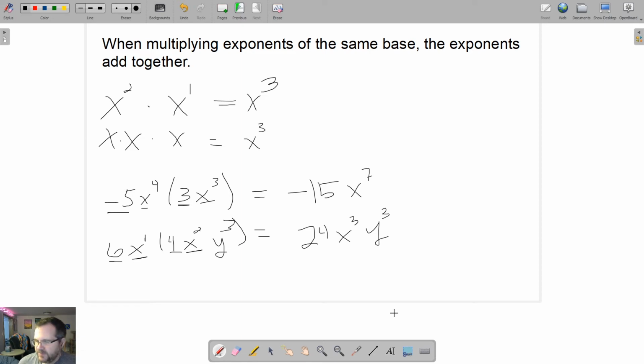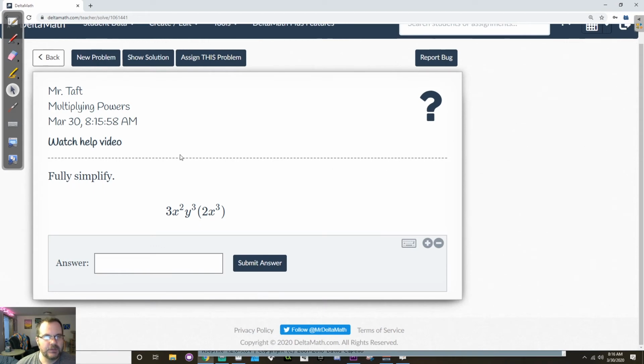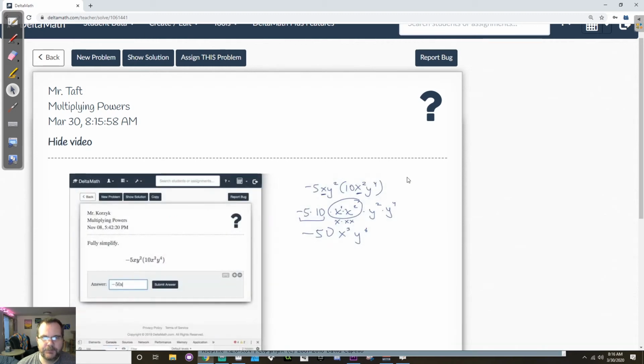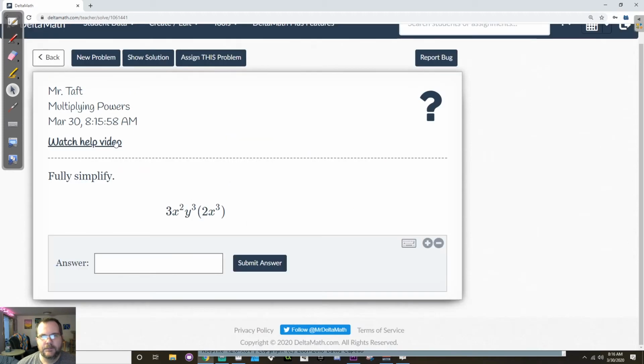So let's take a look at your assignment for today, and let's kind of go over how to do that. Okay, so one thing that you'll notice is now when you go into Delta Math, you'll have this little handy-dandy watch help video where you can see somebody go through the exact same thing that I just did. But anyway, when we're multiplying these together, we're going to do number times number. So 3 times 2 is 6. And then x to the second times x to the third is going to be x. And then the power is 2 plus 3.